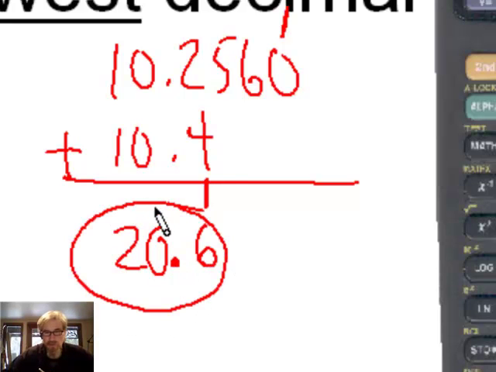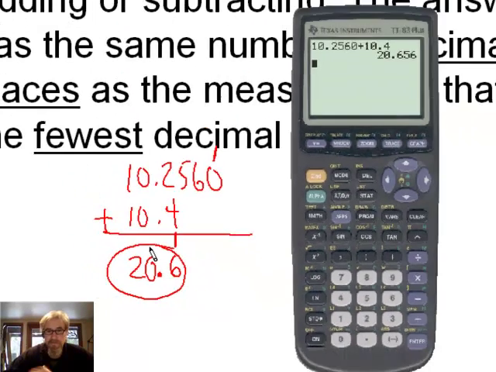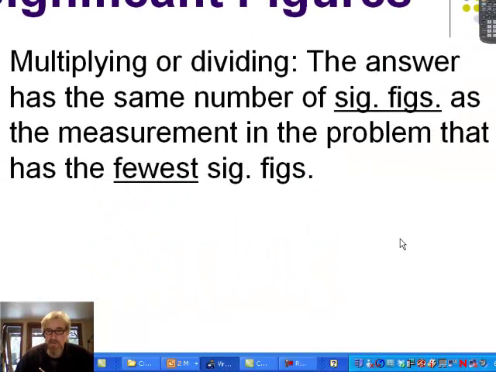Here's our rounding rule that we'll use in this class. If the next digit is higher than 5 or is 5, we'll round up. If it's 4 or lower, we'll round down. Multiplying and dividing has a different set of rules.